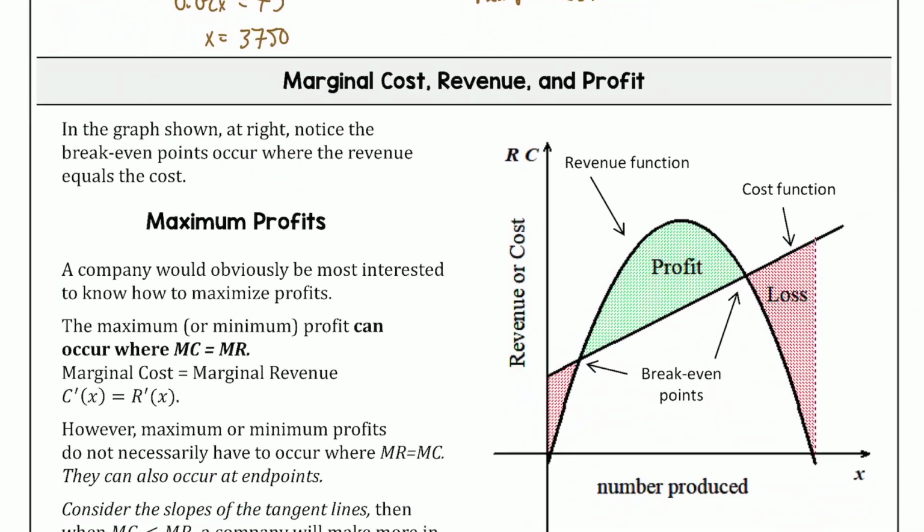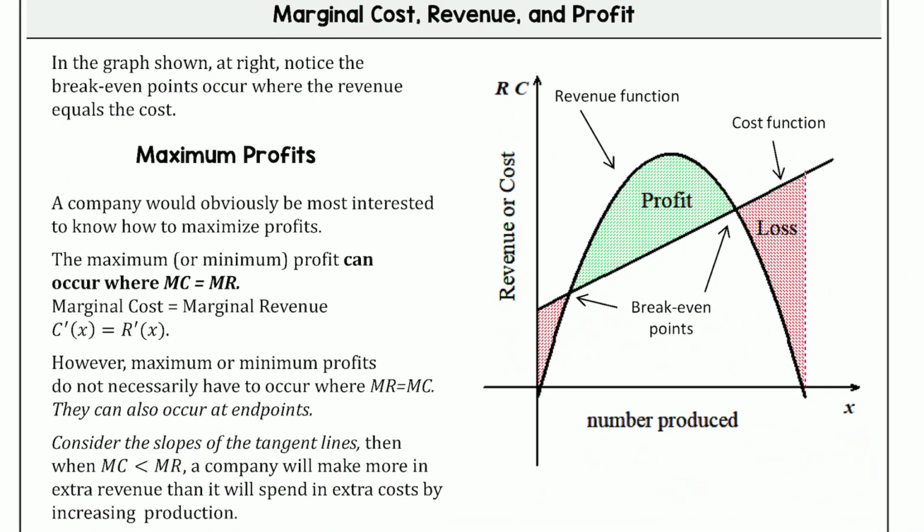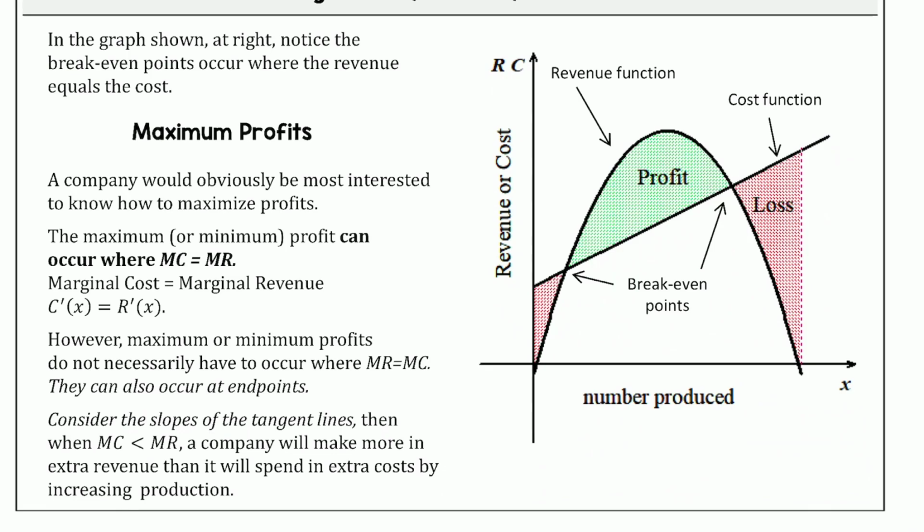So let's look at what a graph of marginal cost and revenue and profit and so forth looks like. So here in this graph, at the right, notice the break-even points occur where the revenue equals the cost. So that's these points here, right? We have our break-even points at these red dots. And so whenever our revenue is equal to the cost, we break even. That's hopefully pretty understandable right off the bat.